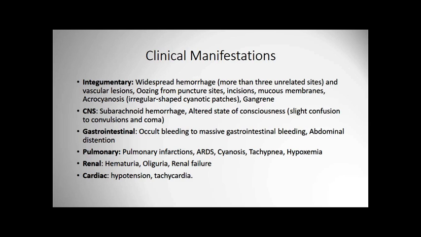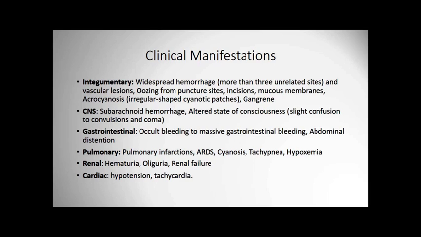So the clinical manifestations are thrombi and bleeding. Thrombosis, occlusion, ischemia everywhere, and bleeding everywhere. Imagine how difficult this is to control. Widespread hemorrhage. More than 3 unrelated sites are necessary for the diagnosis. You can have nasal, urinary, and gastrointestinal bleeding, or all of the sites that you want to imagine. Oozing from puncture sites. You draw blood, you put a catheter, and they start bleeding and bleeding. From incisions, from mucous membranes.